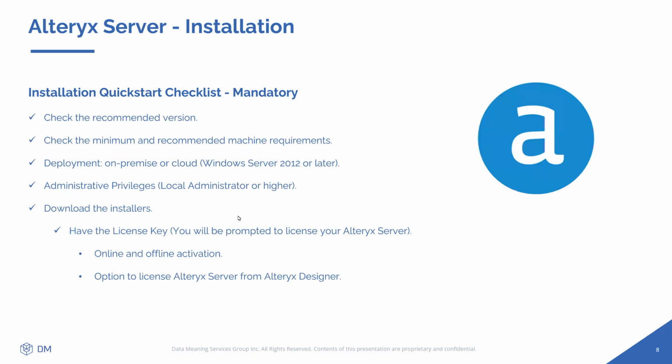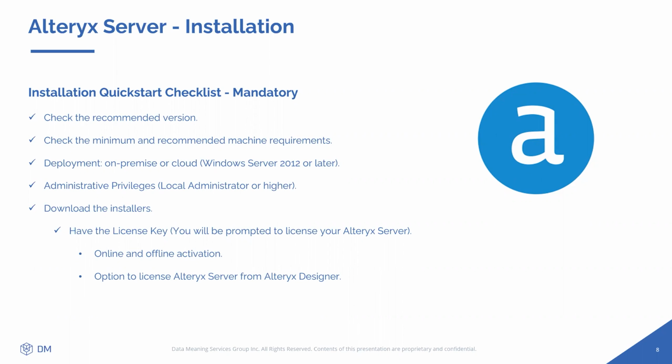So let's begin. First, let's take a quick peek at the must-haves to start the installation. So the mandatory checklist. First, we have to check the recommended version, meaning that we should be aware of the version we want to install. In this webinar series, we are using the new 2002.1 version, but you and your company might want a previous one, and it is okay. But remember that each version might have different minimum and recommended machine requirements.